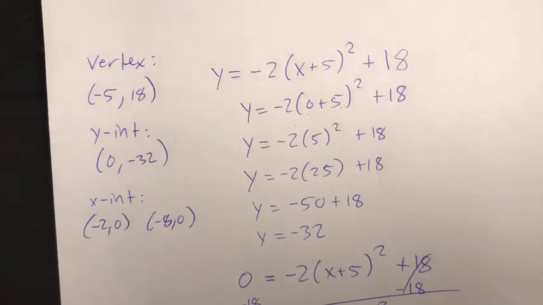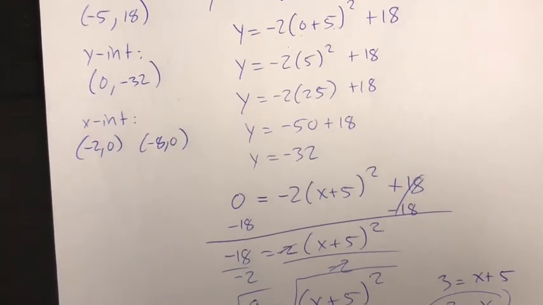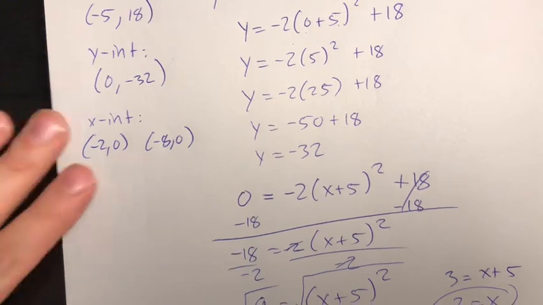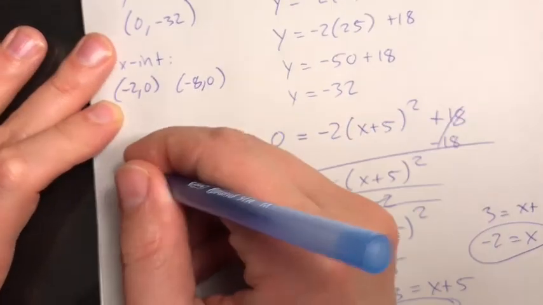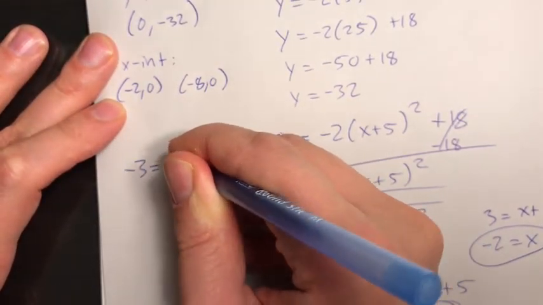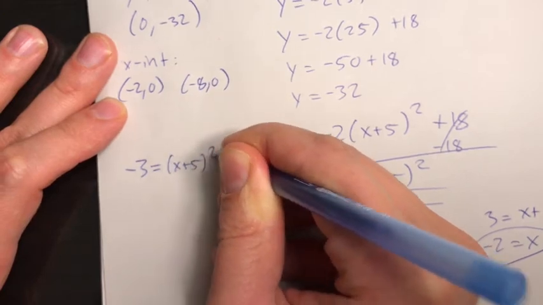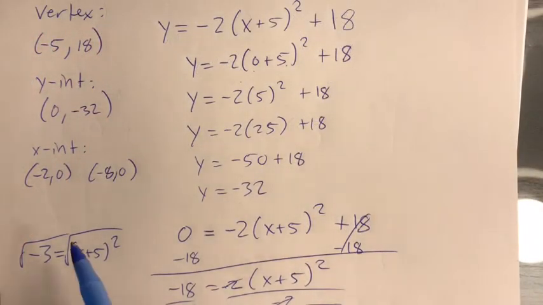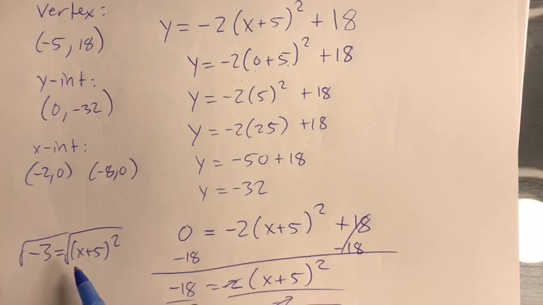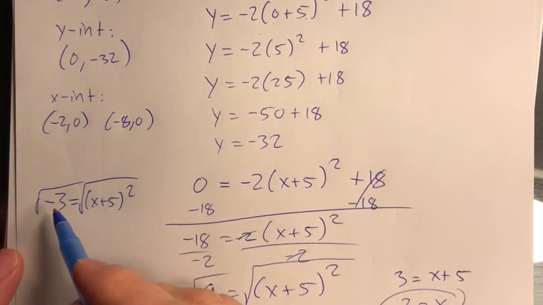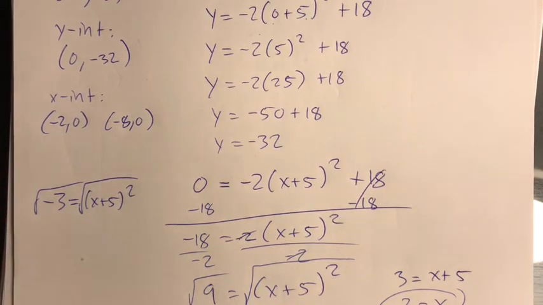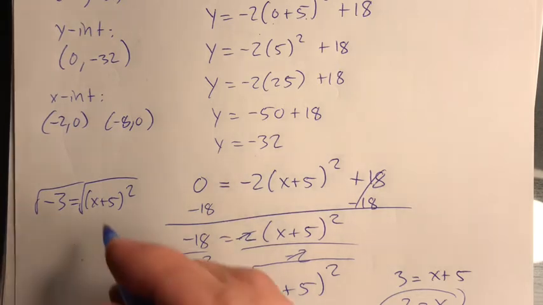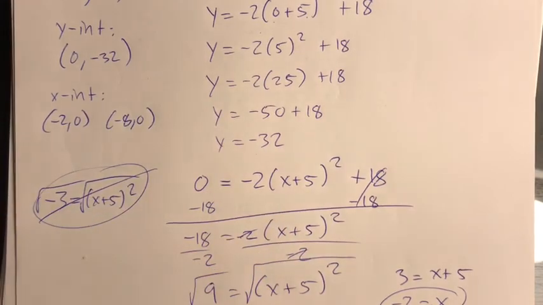Quick heads up, if you ever get to a point, let's say, for instance, you ever got to like this point, and you go to square root both sides, like I did just there, you'll notice that you'll get the square root of -3, which actually is not a real number. You can't square root a negative. So at that point, you would just go ahead and say, whoa, no x-intercepts for this guy.